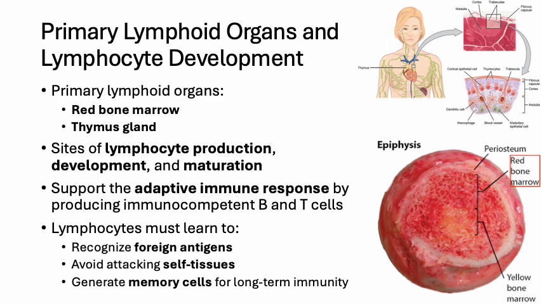Equally important is that these cells must learn self-tolerance, meaning that they must be trained to not attack the body's own tissues. Failure in this training process leads to autoimmune diseases. Once B cells and T cells are fully developed, they leave the primary lymphoid organs and migrate to secondary lymphoid organs, where they wait to encounter antigens and mount an immune response.